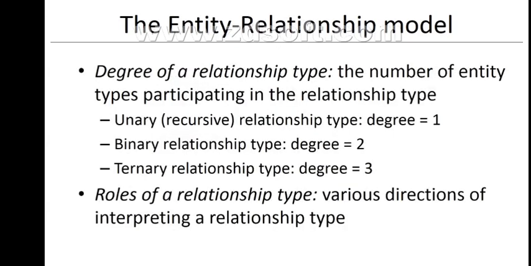The degree of a relationship type corresponds to the number of entity types participating in the relationship type. A unary or recursive relationship type has degree 1. A binary relationship type has 2 participating entity types, whereas a ternary relationship type has 3 participating entity types. The roles of a relationship type indicate the various directions that can be used to interpret it.